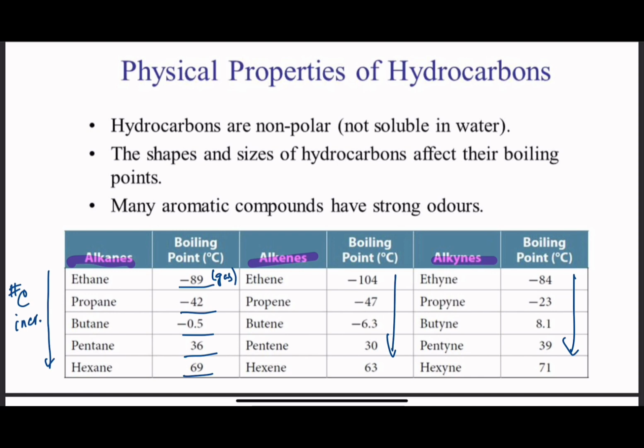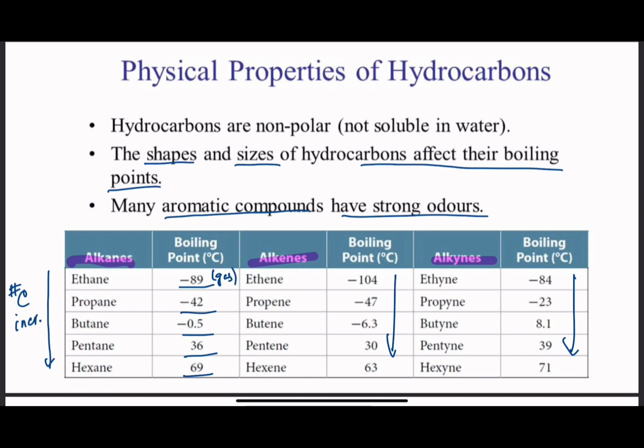As you increase their number of carbons, they will have a higher boiling point. Over here, many aromatic compounds have strong odors. We already talked about that. And they say that the shapes and size of hydrocarbons affect their boiling points. We know this, but we can't really go into that much detail on this.